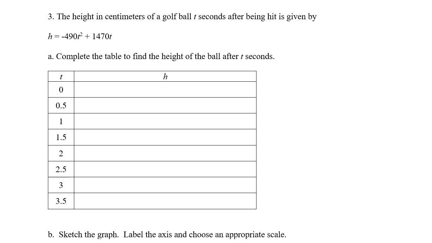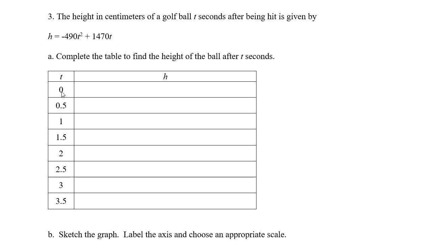In this video, we're going to look at a quadratic application. In this case, we have an equation here, h equals negative 490t squared plus 1470t, that gives us the height h in centimeters of a golf ball t seconds after it has been hit. So right away I'm going to notice there's no constant term in this quadratic.